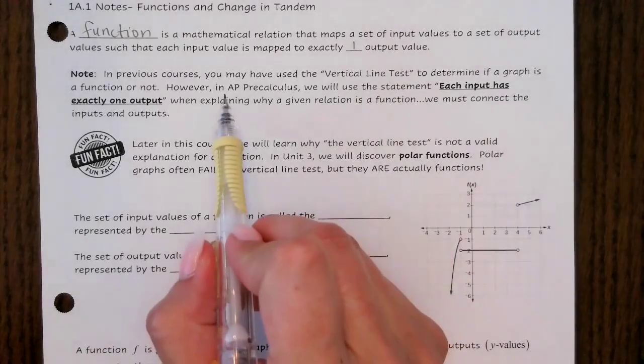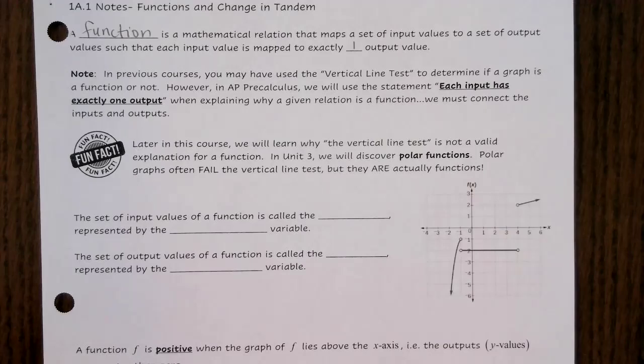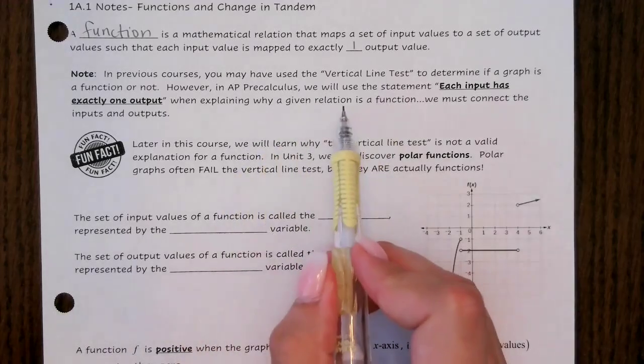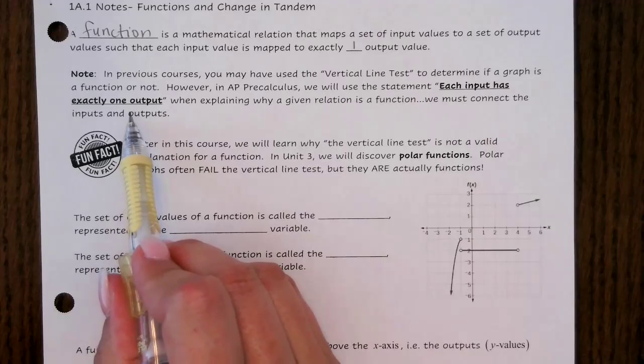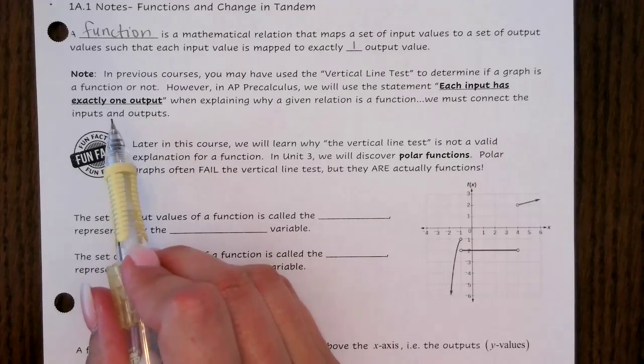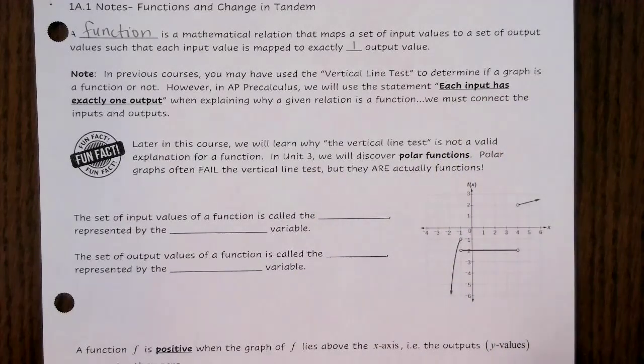In previous courses, you may have used the vertical line test to determine if a graph is a function or not. So in Algebra 1, you probably use that quite a bit. However, in AP Pre-Cal, we will use the statement, each input has exactly one output. So when you are defining something as a function or not, that's what you want to say. Each input has exactly one output.